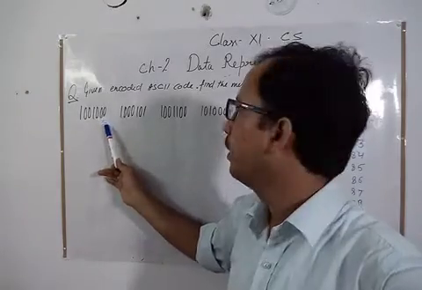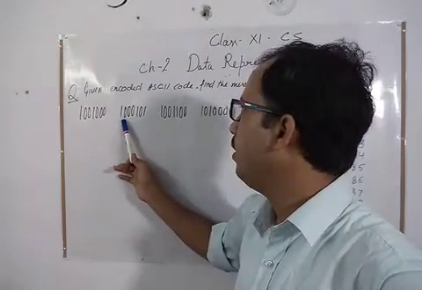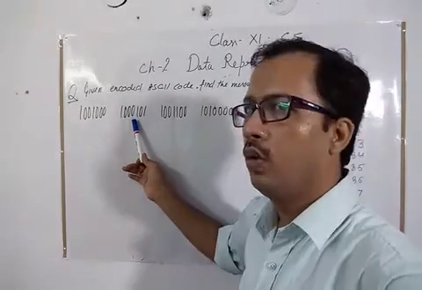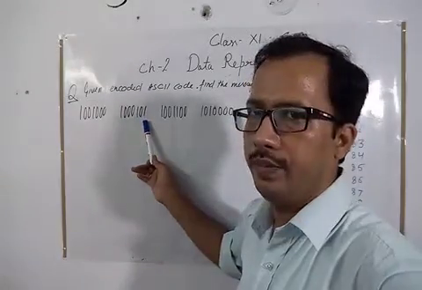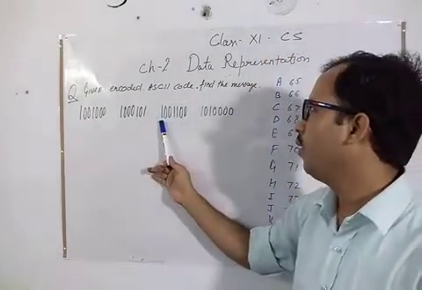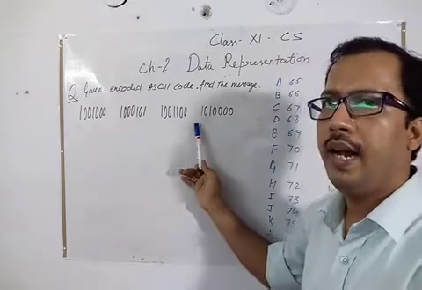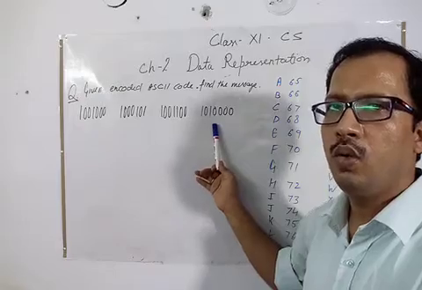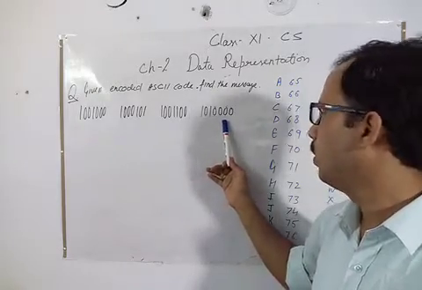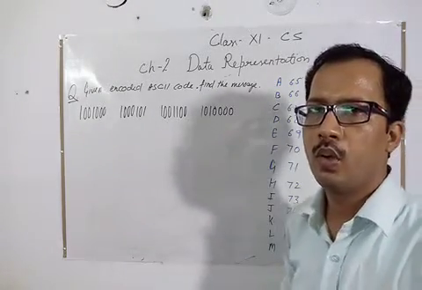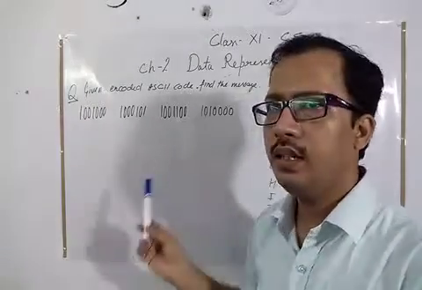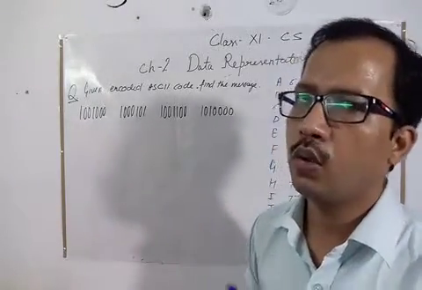1001000. It is 1000101 and it is 1001100 and it is 1010000. Okay, so this is the question and this is the code.